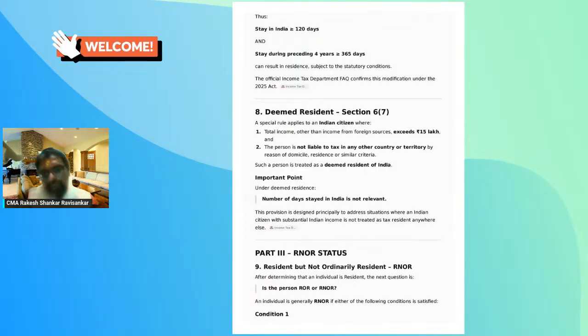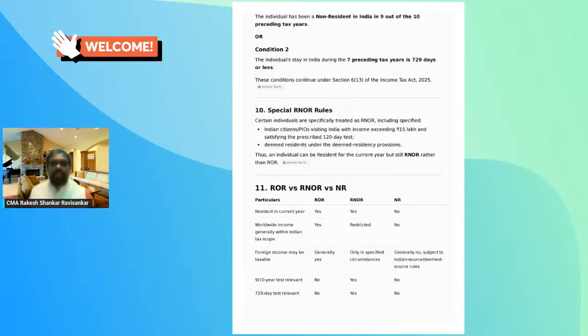Next is resident but not ordinarily resident. So an individual is generally a resident but not ordinarily resident if either of the following conditions is satisfied. The first condition: the individual has been a non-resident in India in 9 out of 10 preceding years. The next one: the individual's stay in India during the 7 preceding years is 729 days or less. So when either of the two conditions is fulfilled, you become a resident but not ordinarily resident. So we have condition 1 or condition 2 here. Again, it is as per section 6, subsection 13 of the Income Tax Act of 2025.